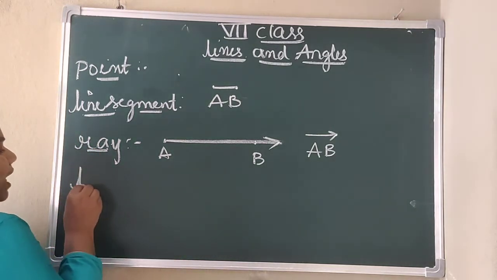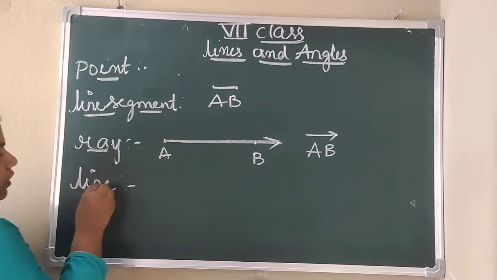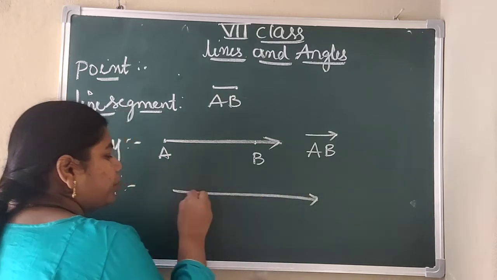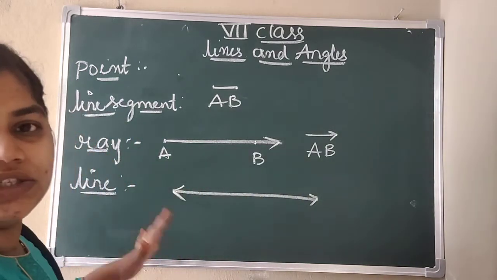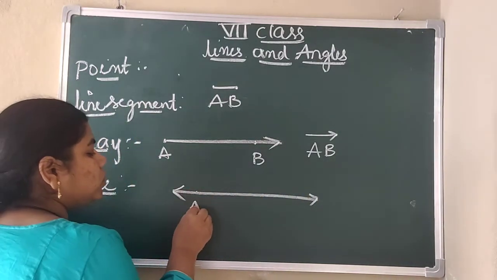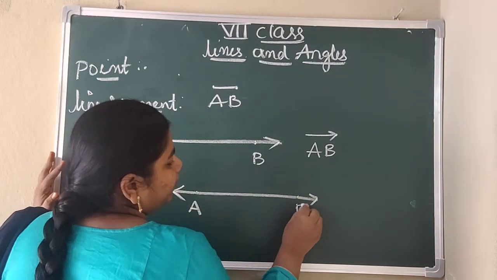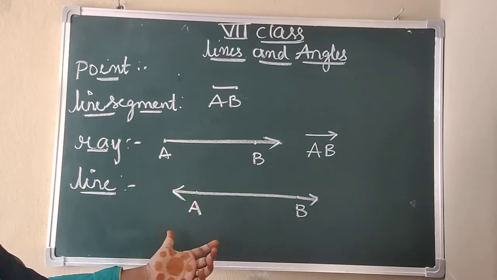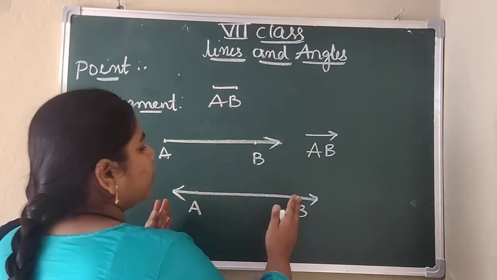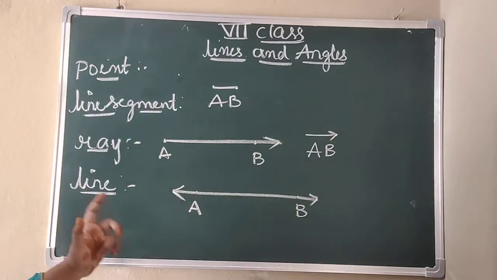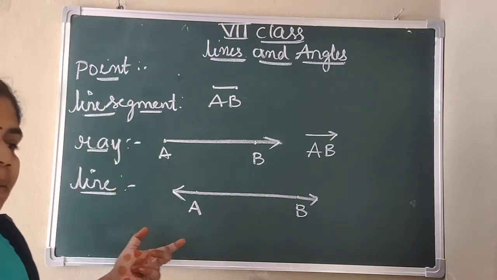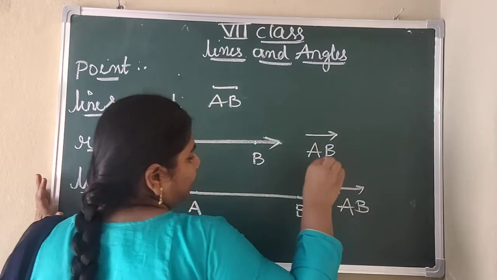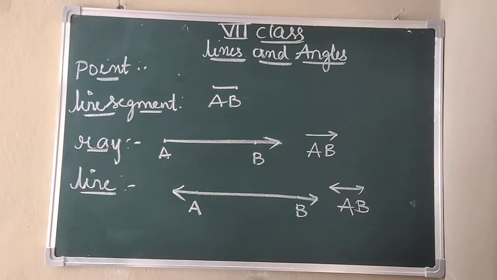Next is line. What is a line? A line does not have any end points. That means it keeps extending from both the sides. From A also it is extending, and from B also it is extending. Can we measure this line? No, we can't measure it because it keeps extending from both the sides. So we can't measure this AB. How to write this? We will write it in the form of line AB. So this is about line.